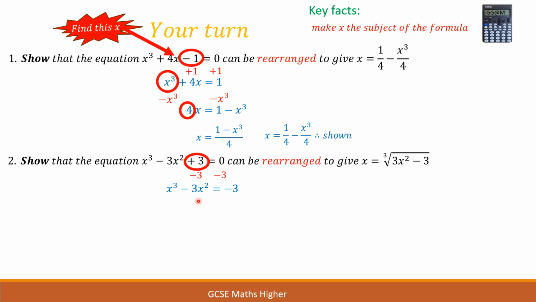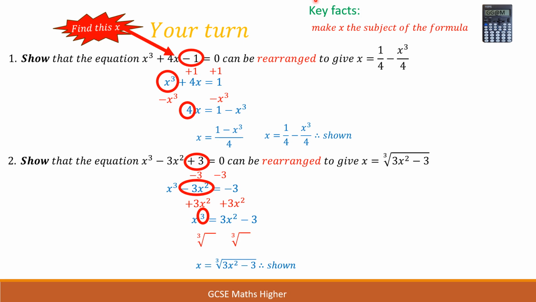The opposite to take away 3x squared is going to be plus 3x squared, so I'm going to add 3x squared to both sides. So I've got x cubed is equal to 3x squared minus 3. Then I've got to get rid of this cube, so the opposite to cubing is the cube root. I'm going to take the cube root of both sides, leaving me with x is equal to the cube root of 3x squared minus 3, therefore shown. Give yourself a big tick if you got that one correct.